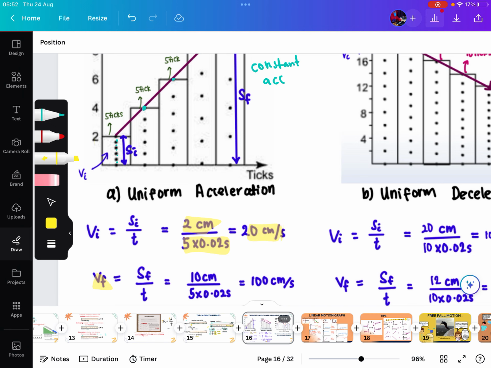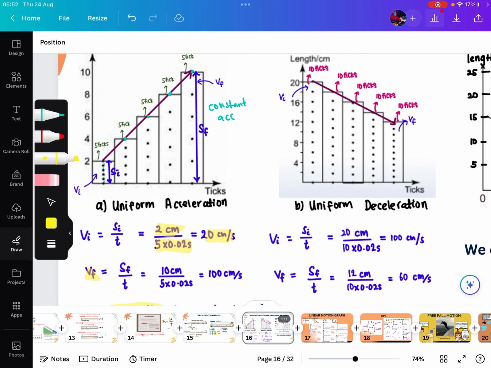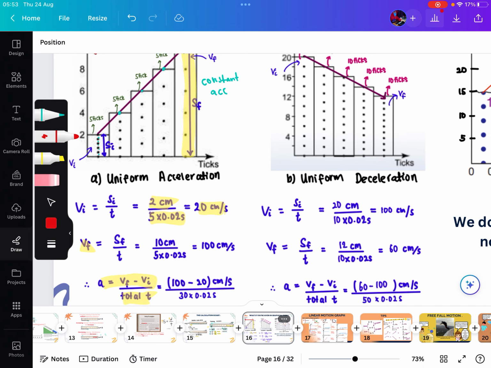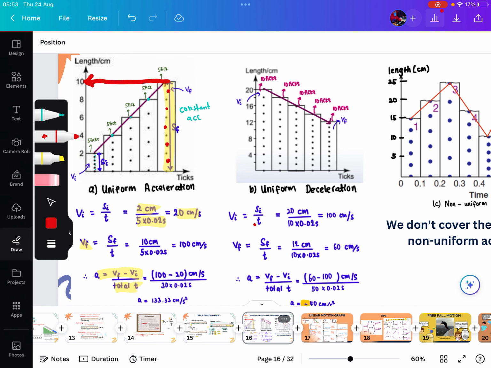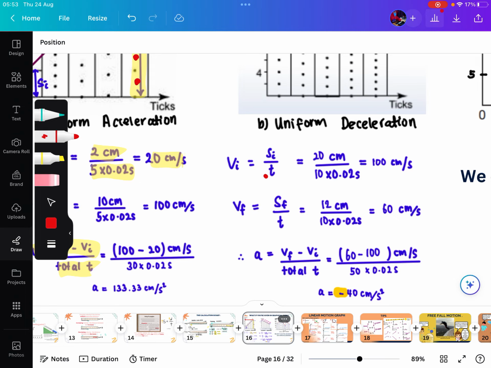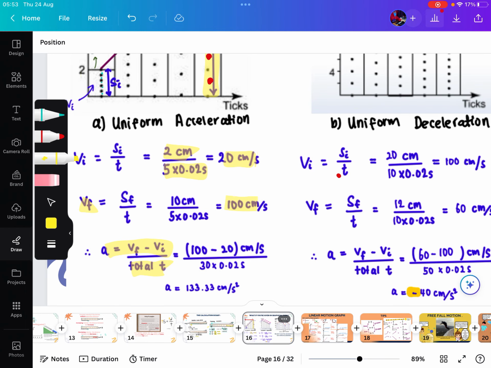And then you do the same thing with the Vf. The total length from the top to the bottom is about 10 cm, you just read from the graph. Total time is also 5 ticks. So 1, 2, 3, 4, 5 ticks. You get this answer, 100 cm per second. And then using that you can find acceleration. So Vf is 100, Vi is 20. So 100 minus 20 is 80.